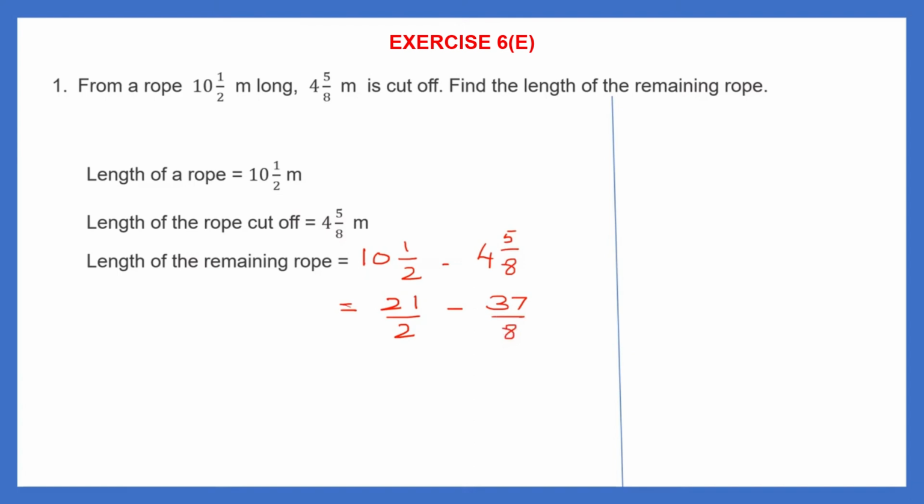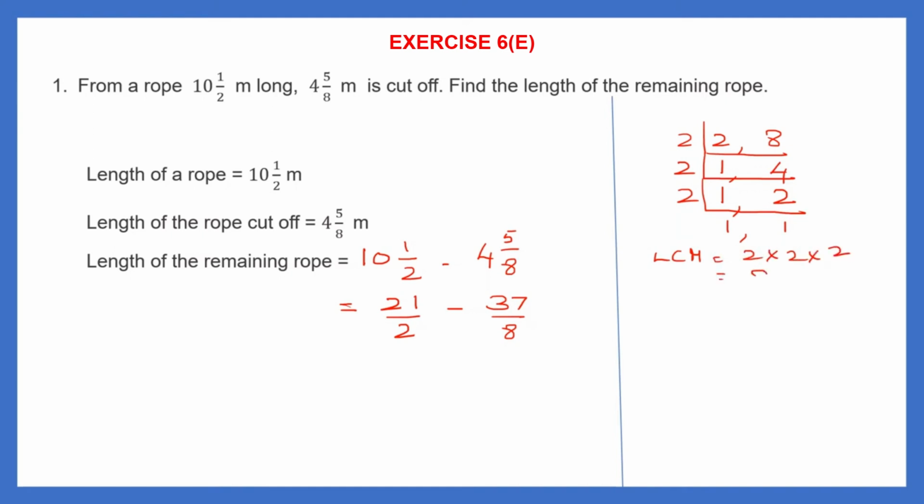Now these are unlike fractions, so we have to find the LCM. Let's find the LCM of the denominators 2 and 8. 2 ones are 2, 2 fours are 8. Again start with 2, 1, 2 twos are 4. Again with 2, 1 and 1. So the LCM equals 2 into 2 into 2. 2 twos are 4, 4 twos are 8. So the LCM is 8.